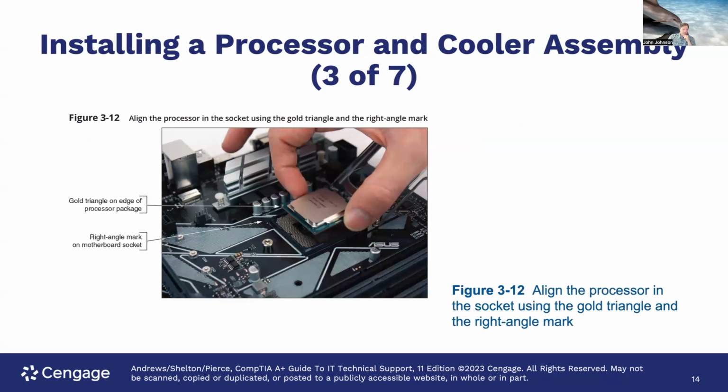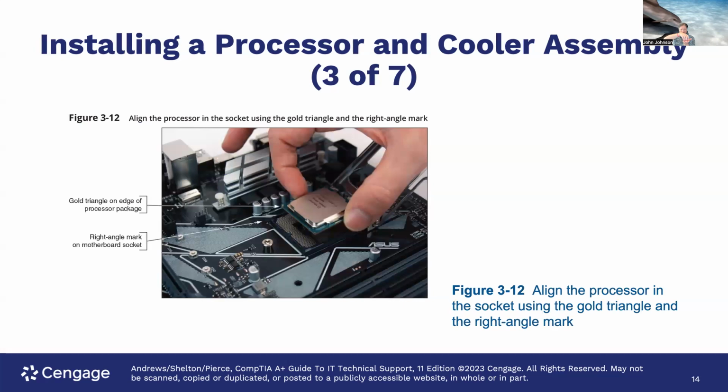So you want to align the processor in the socket. There's a gold triangle and right angle mark on it. If you look at where it says right angle mark, you can see that little notch that I mentioned before. So you line it up off of that. Then the pins and the holes are going to align, and you just put it on there.